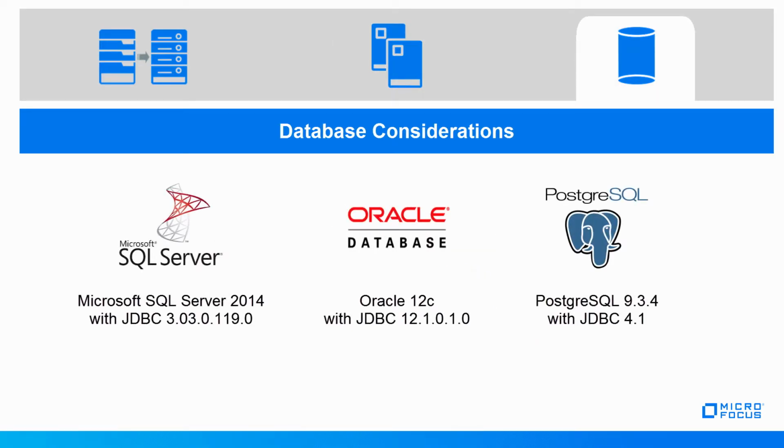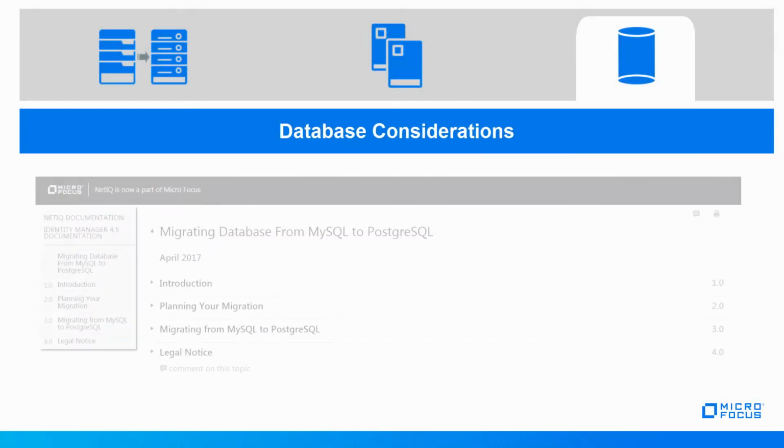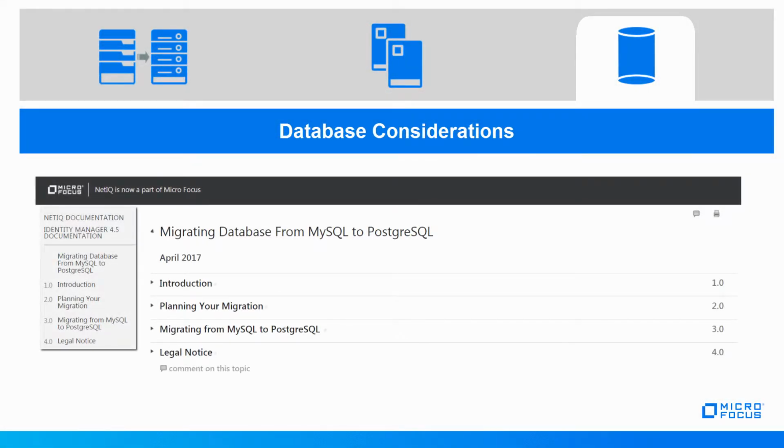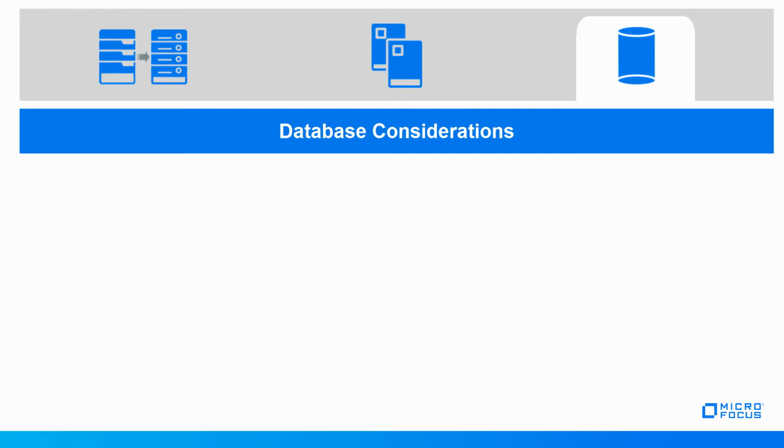Database considerations. You must update the database to a supported version. This is a mandatory step to be able to install user application 4.5. If you are currently using MySQL, you must migrate your data to PostgreSQL because MySQL is not supported in 4.5. Identity Manager provides a utility to perform this migration. This information is available at the Identity Manager 4.5 documentation website. For more information on supported databases and versions, see the setup guide.